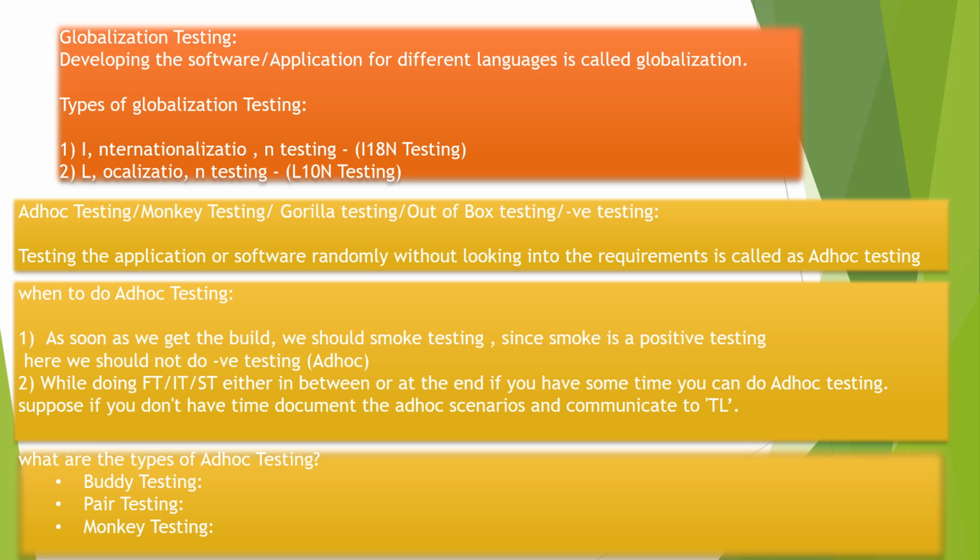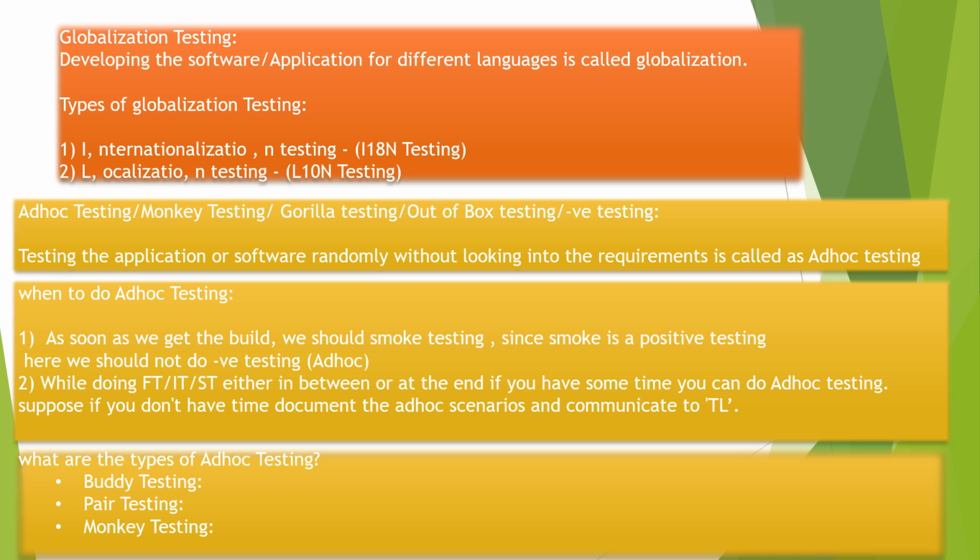Okay. Next, globalization. See, you know that Chinese people don't know English properly. But all the applications are developed in their own Chinese language. So how can we ensure that software developed in English is converted properly into Chinese? So we need to do globalization testing. Here we will do internationalization and localization. What is that? Let us learn later.